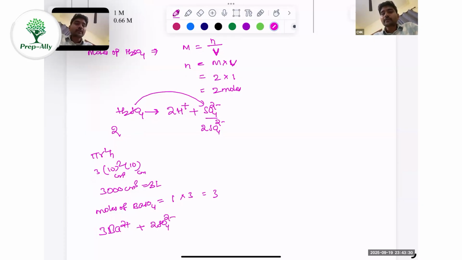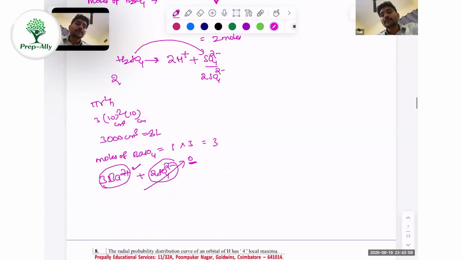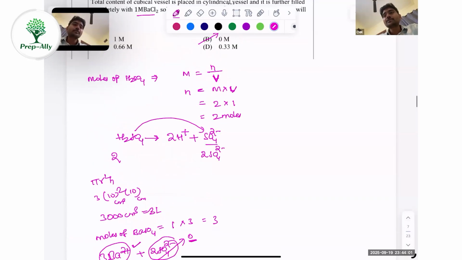So 3 barium 2 plus ions are there, and 2 sulfate ions are there. Sulfate ions are in less quantity, and barium 2 plus ions are in more quantity. So obviously the sulfate completely reacts, since excess barium 2 plus is there. So the leftover sulfate ion molarity in the aqueous solution won't be there; it completely reacted. So the answer should be 0 molarity.